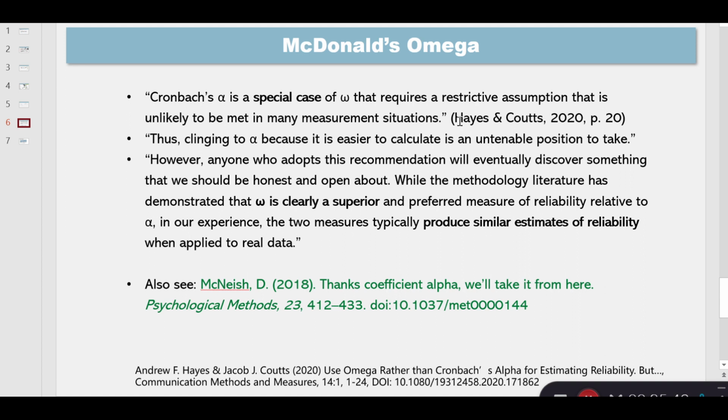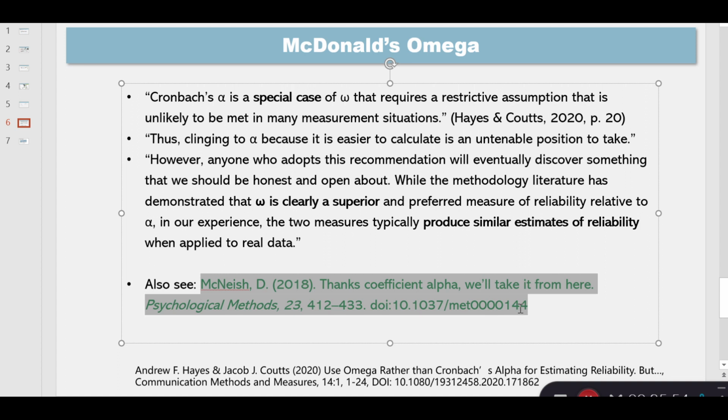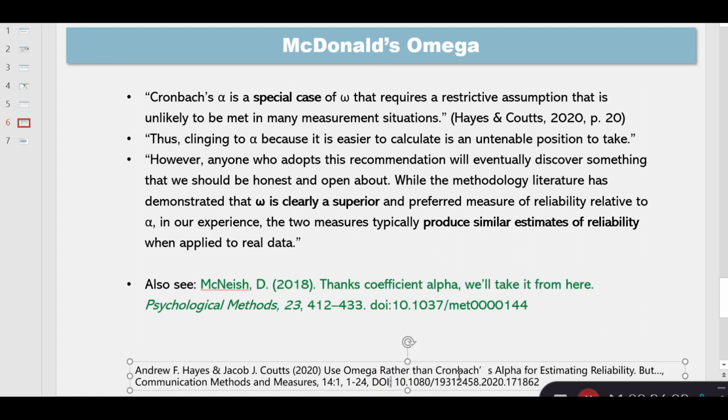I'm sorry, this is from Hayes and Coutts. I just revised myself. This is just an additional paper for you to read. Hayes and Coutts paper I just showed before. This is the citation of the paper. They go on to say that thus clinging to alpha because it's easier to calculate is an untenable position to take. So what they recommend is, however, anyone who adopts this recommendation, in other words, it's a good idea to use omega, will eventually discover something that we should be honest and open about.